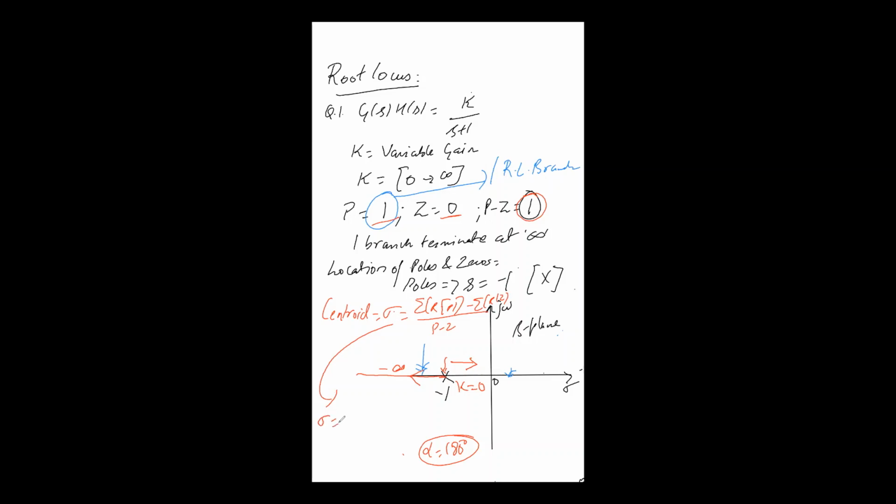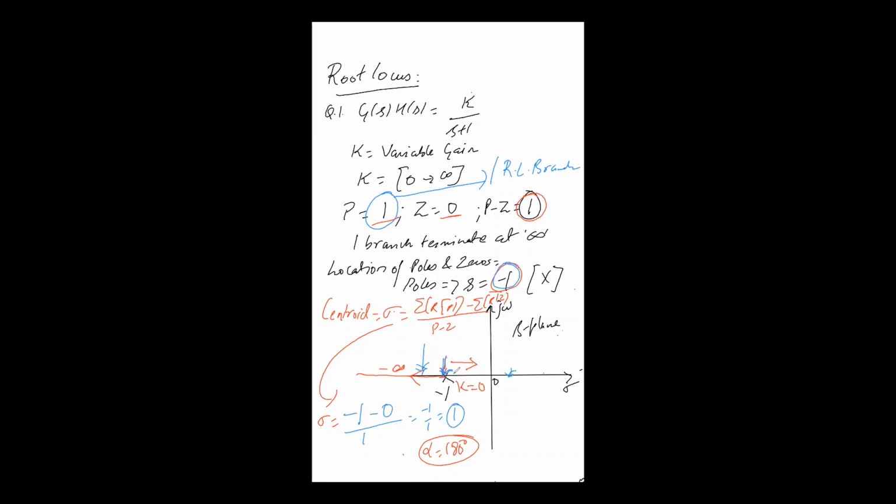Summation of real parts of poles. If you see, the poles here are present at minus 1. So my summation of real part of poles is minus 1, minus there are no zeros, so 0 will be there. And p minus z is 1. So minus 1 by 1, so you will get minus 1. This is your centroid, right?